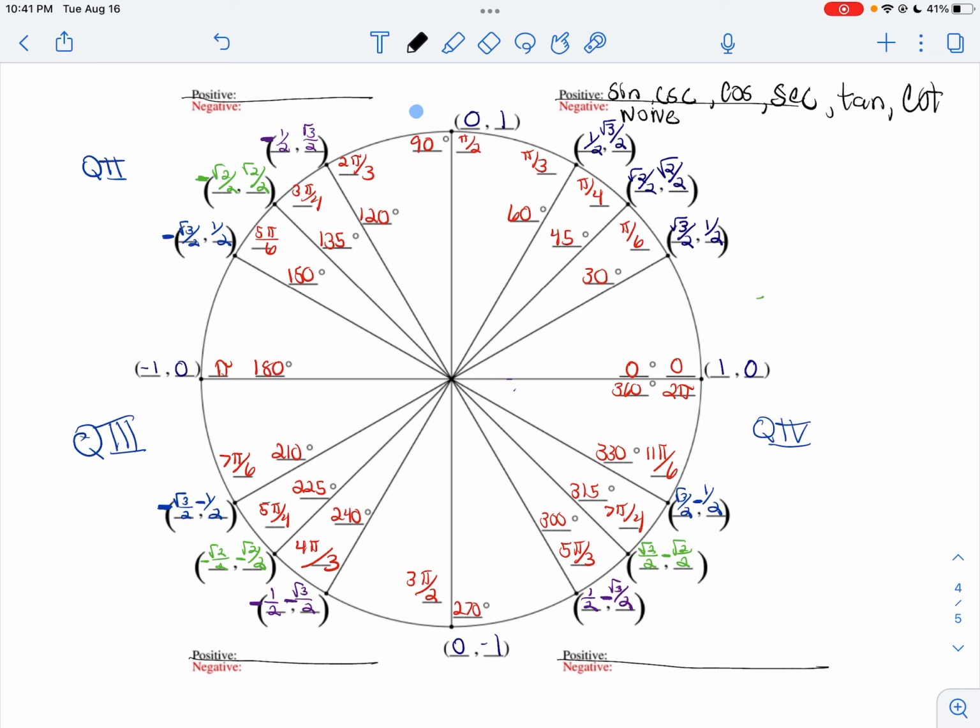Now in quadrant 2, my x is negative, my y is positive. So since y is positive, that means my sine must be positive and its reciprocal cosecant must be positive. Since x's are negative, that means cosine is negative and its reciprocal secant is negative. Now to figure out if tangent is positive or negative, remember tangent is sine divided by cosine, or y divided by x. So if I take my y, a positive, divide by a negative, I get a negative. So tangent and cotangent are negative in this quadrant.